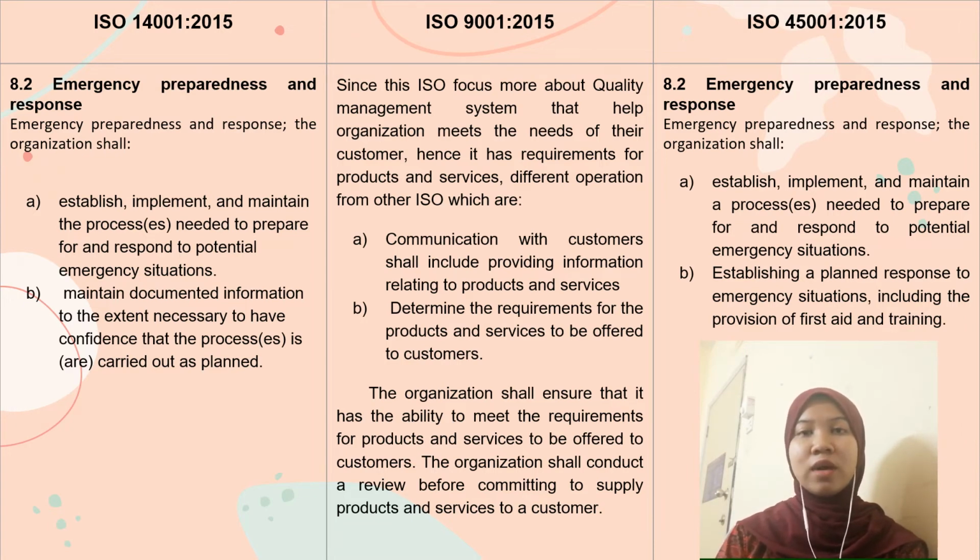Since ISO 9001 is more about a quality management system that helps organizations meet the needs of their customers, hence it has requirements for products and services different from other ISO. The organization shall ensure that it has the ability to meet the requirements for products and services to be offered to customers. The organization shall conduct a review before committing to supply products and services to a customer.